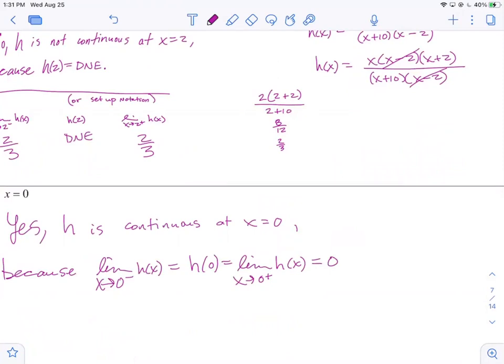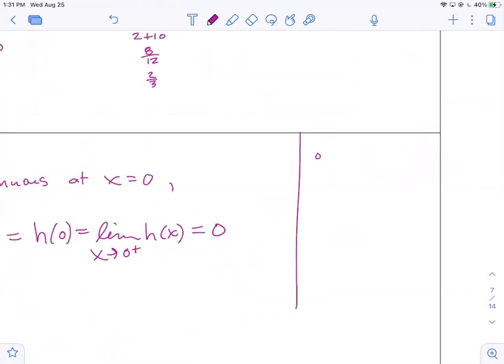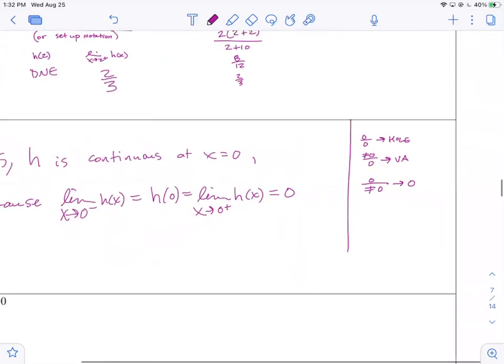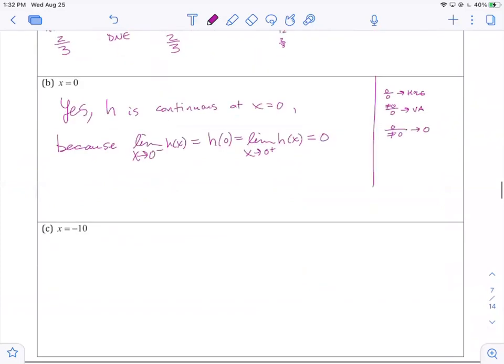But again, if we're trying to sketch the graph of this function, I know this function is continuous at the origin. So real quickly, we'll just summarize again. 0 over 0 means hole. Non-zero over 0 means vertical asymptote. And 0 over non-zero is what? 0. There we go. So it's only when you get a 0 in the denominator that it's a discontinuity. Okay. All right, and then I think we have time for one more here.